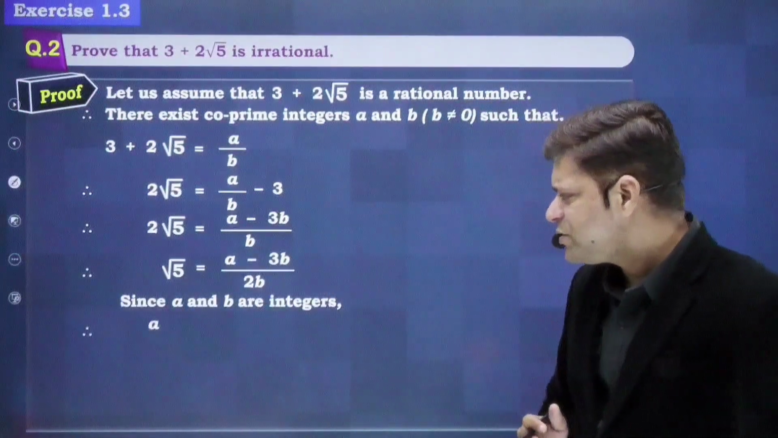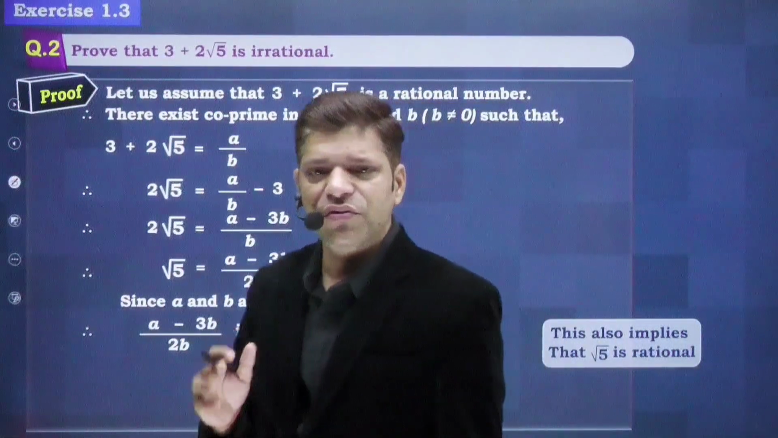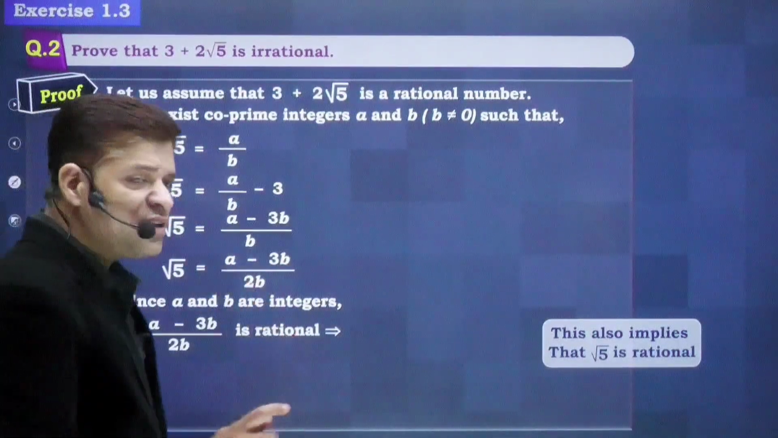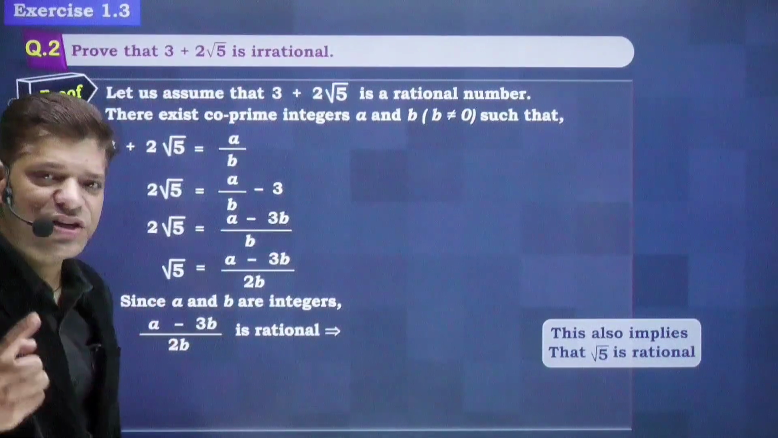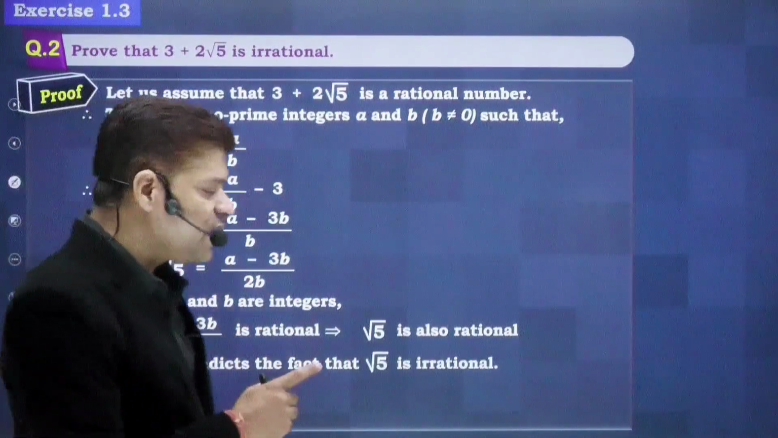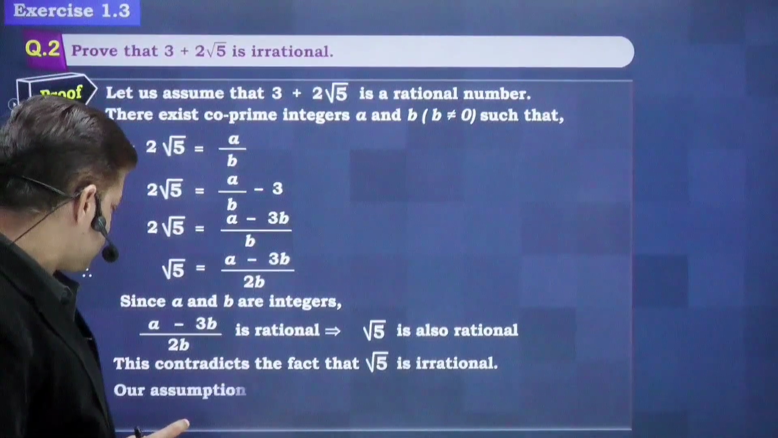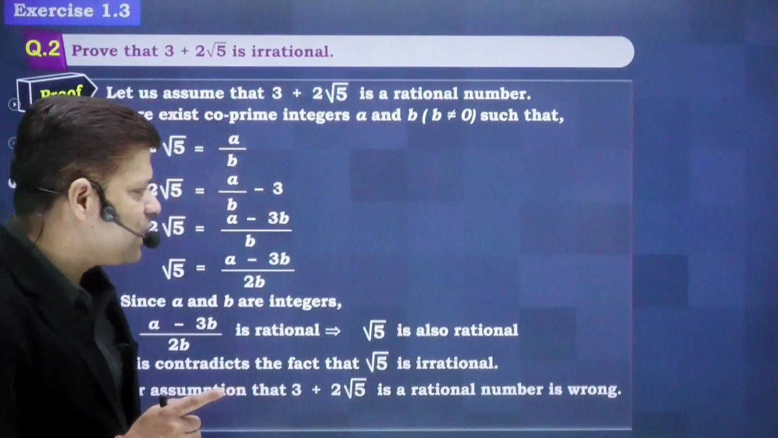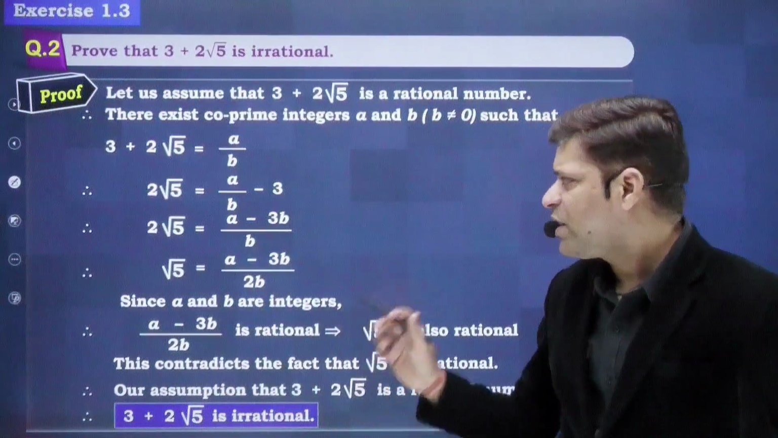Since a and b are integers, a minus 3b over 2b is a rational number. Okay, so a minus 3b upon 2b is a rational number, and this also implies that when the RHS is a rational number, we can conclude that the LHS is also a rational number, that is, root 5 is a rational number. But this contradicts that root 5 is an irrational number. Okay, so our assumption is wrong, that is, 3 plus 2 root 5 is a rational number is wrong. So finally we can say that 3 plus 2 root 5 is irrational.